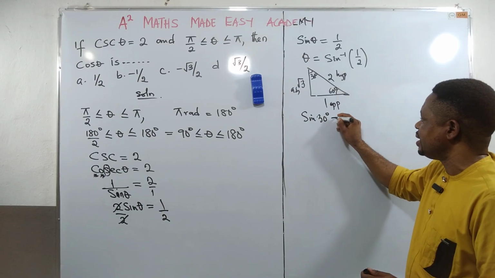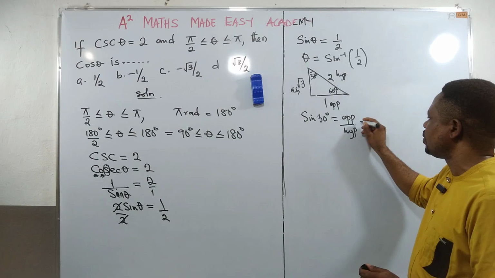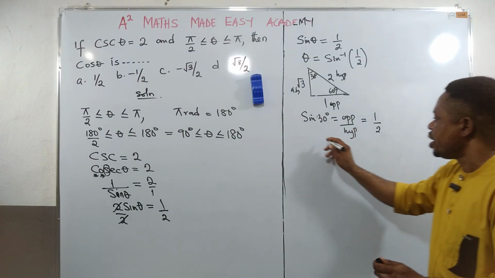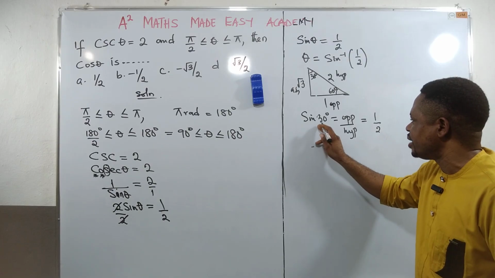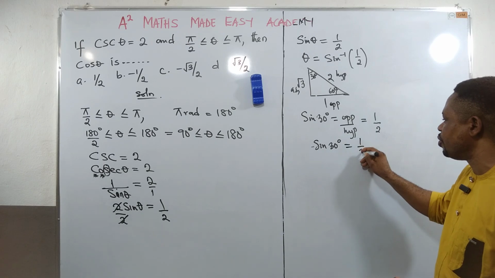Sine 30 degrees is opposite over hypotenuse. Now the opposite value is 1, and the hypotenuse is 2. Remember that now. I will now say that sine 30 degrees is equal to 1 over 2.